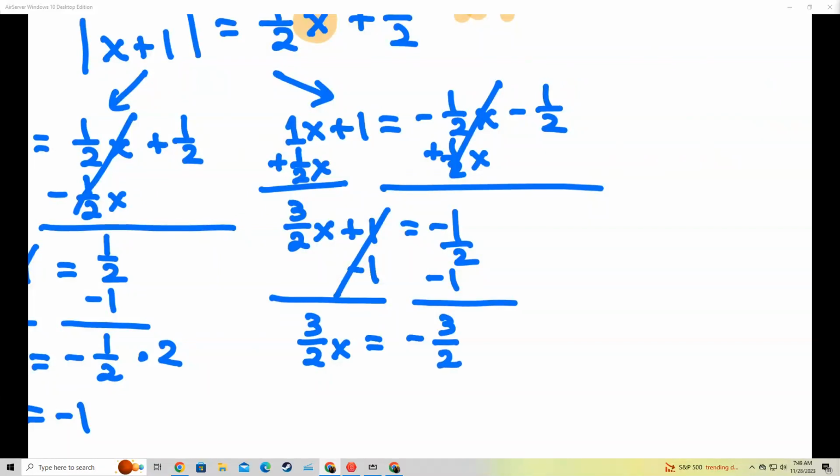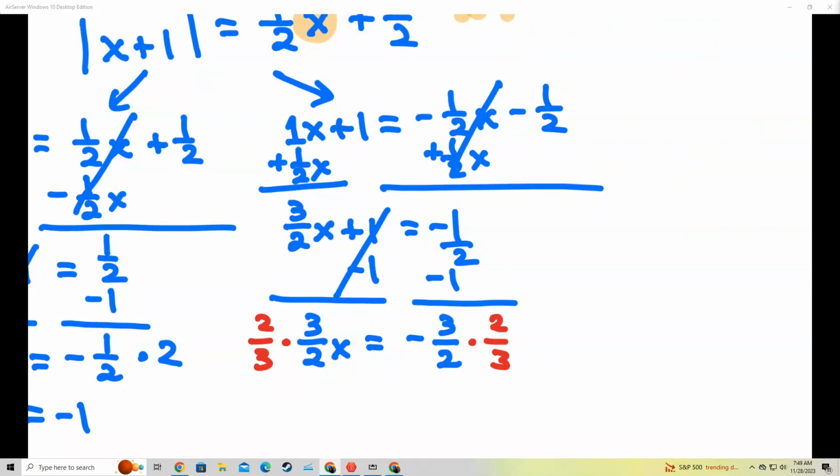I don't think we've done this in this class, so let's go ahead and teach it right now. When you have a fraction in front of an x, you can get rid of that fraction by multiplying both sides by the reciprocal. The reciprocal is the flip version. So if I want to get rid of a 3 over 2, I can do the exact opposite, which is multiply by 2 over 3. Now let me show you why that works.